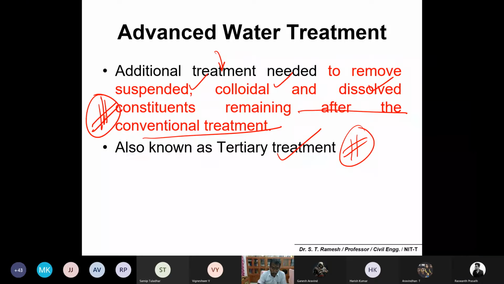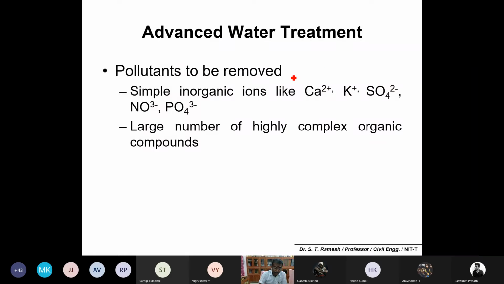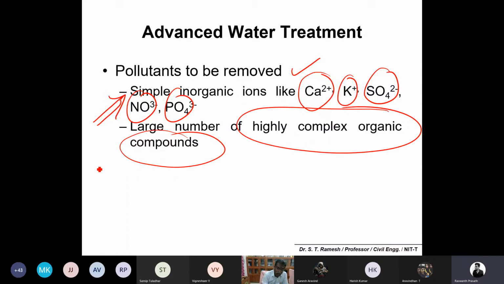If you want to remove further solids, further colloidal matter, or further dissolved constituents in the supplied water, you can plan for any advanced or tertiary treatment options at the point of use. So these are the pollutants to be removed. Number one, excess amounts of calcium, sodium, sulfates, nitrates, and phosphates can be removed by simple techniques. And highly complex organic compounds also can be removed by advanced water treatment systems. Please make a note on that.